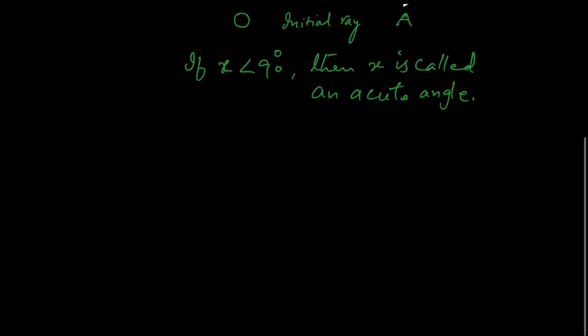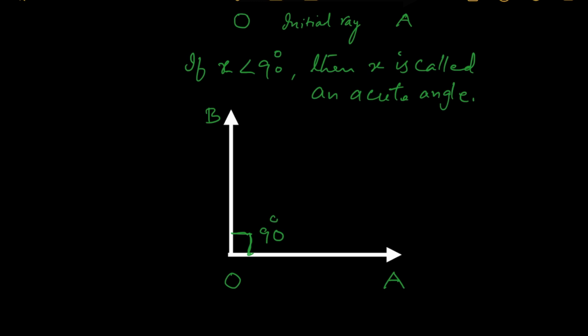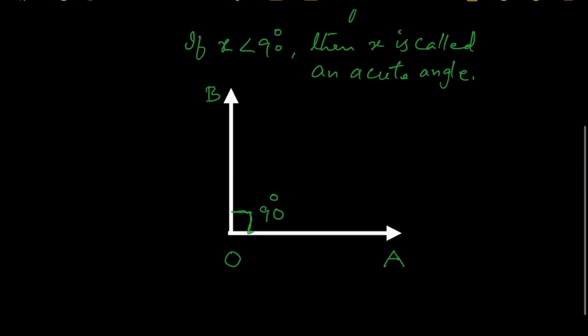Now this terminal ray is rotating about the initial ray and it is exactly standing vertically upon it. Then we say that these two rays OA and OB are perpendicular, meaning they are making an angle of 90 degrees. Then this angle is called a right angle. Angle AOB is a right angle.